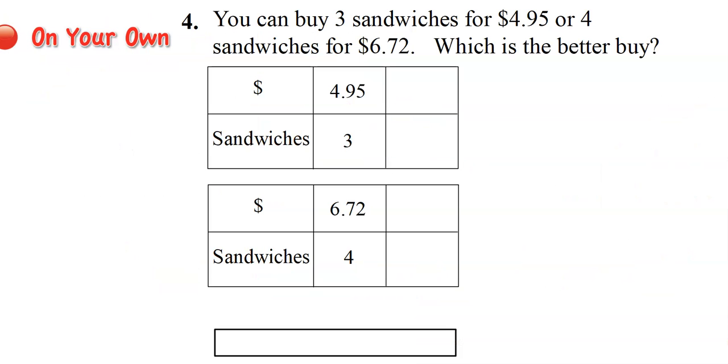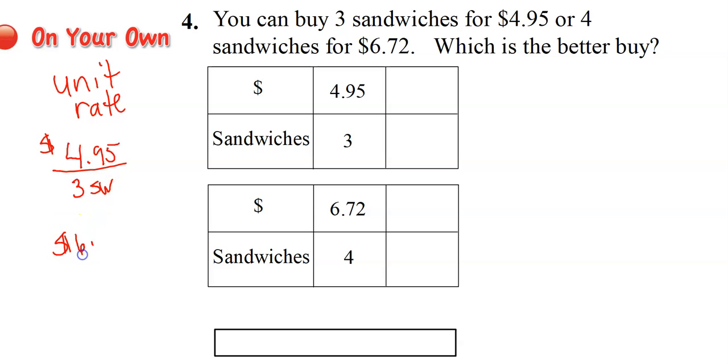So here is an OYO. You're going to pause the video and I want you to think about, yes, there's ratio tables. Okay, if you want to go the unit rate route, you would take your $4.95 and divide it by 3 sandwiches. And for this one, you would take your $6.72 and divide it by 4 sandwiches and see which one is cheaper. I'm going to do the common quantity because I think that's easy for me. So when I look at the sandwiches of 3 and 4, I realize that 3 times 4 is 12 and that is a common multiple.